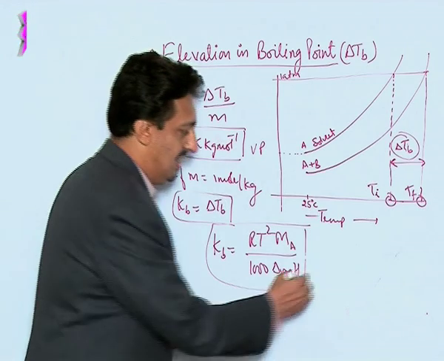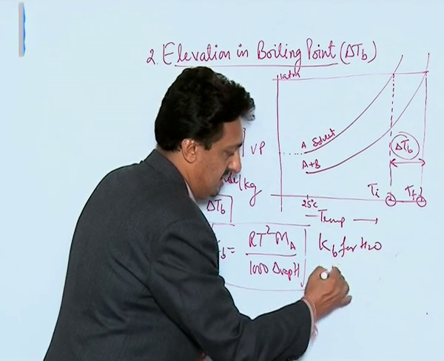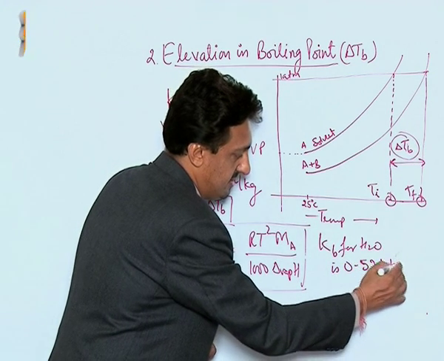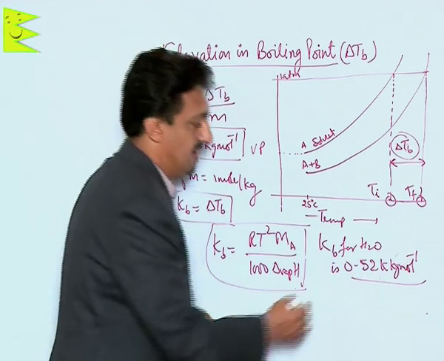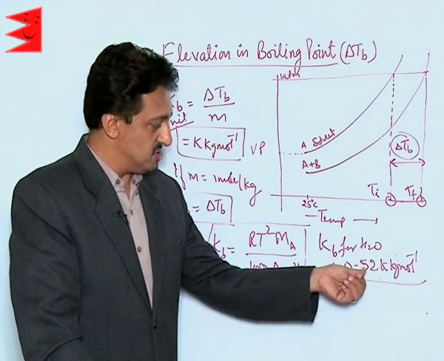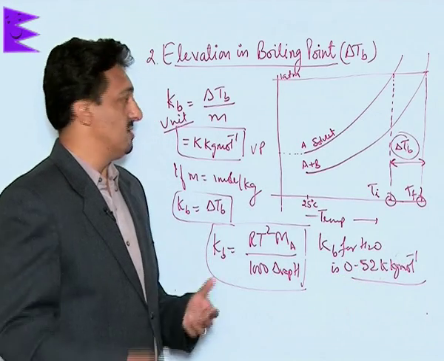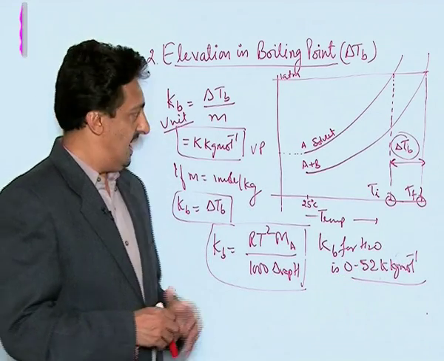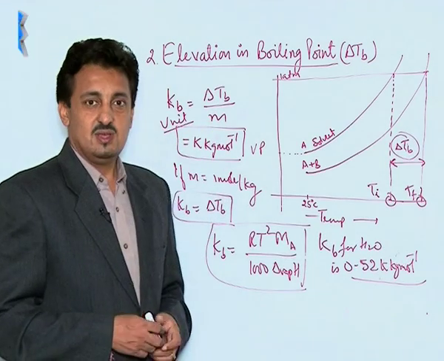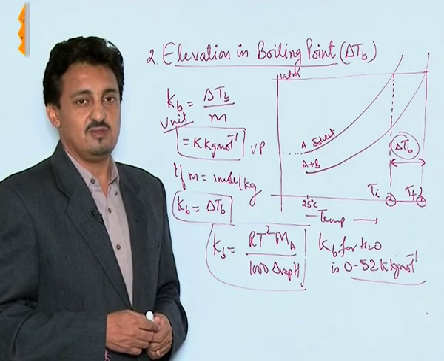Every solvent has its particular value of Kb, like Kb for water is 0.52 Kelvin kg per mole. It means when 1 mole of any solute is added to 1 kg of water, this much elevation in the boiling point of the water takes place. So this is the elevation in boiling point, and as it is proportional to the molality, we can find the molar masses of the solutes which are present in the solutions.